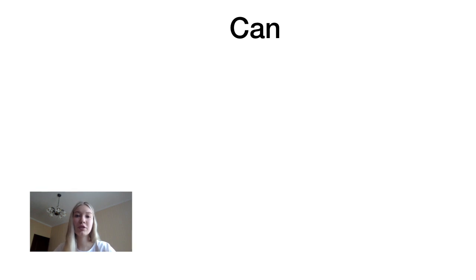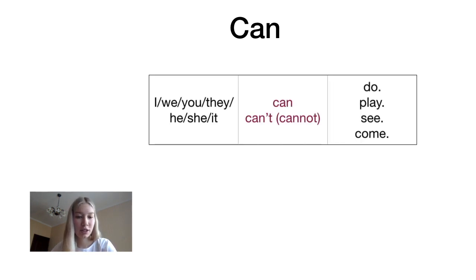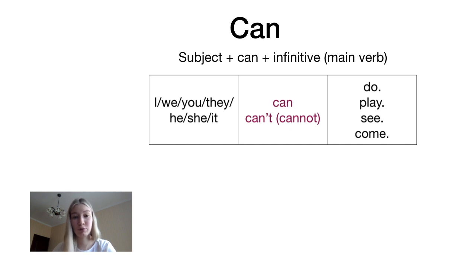Okay, but before we'll start talking about interrogative sentences, let's remember how we form affirmative and negative. Давайте с вами сначала вспомним, как мы с вами составляем утвердительные и отрицательные предложения. So, as you can see from the table, как вы можете видеть из таблицы, at first we have subject. Сначала у нас идет с вами подлежащее. Then we have verbs can or can't or cannot. And then we have infinitive or main verb. Да? Дальше у нас с вами идет инфинитив.